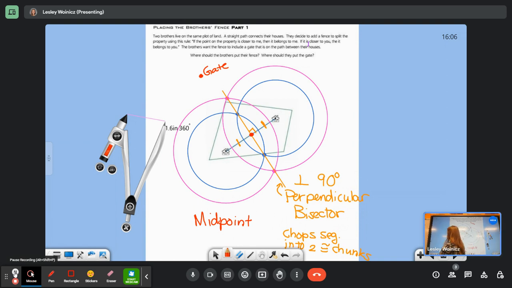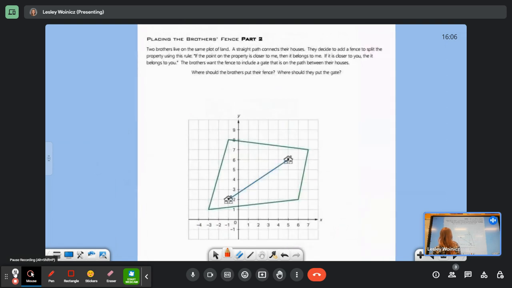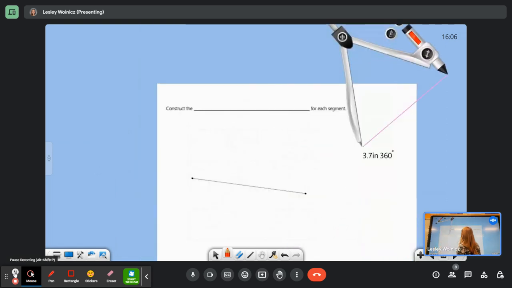Okay, we're going to jump around a little bit. We're going to skip part 2 for a second. We'll come back to part 2. We are going to construct perpendicular bisectors for each of these segments. I'm really only going to do one more with you because after that they're all the same, right?